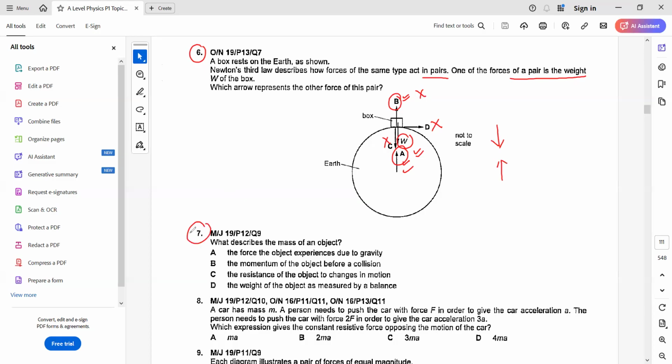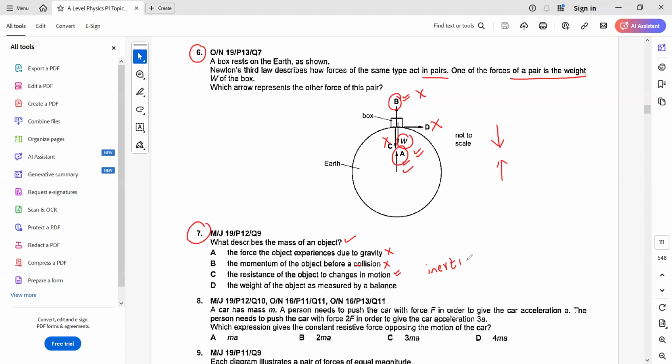Let's try question 7. Question 7 says, what describes the mass of an object? The force the object experiences due to gravity? Well, that's not mass, that's weight. The momentum of the object before collision? Still that's not mass, that's momentum. The resistance of the object to changes in its motion? Yeah, that's correct, because that is inertia.